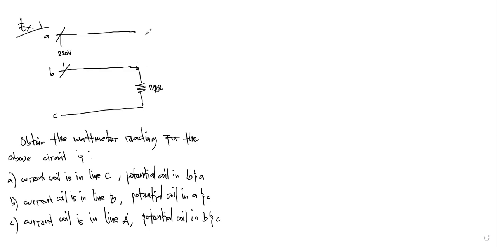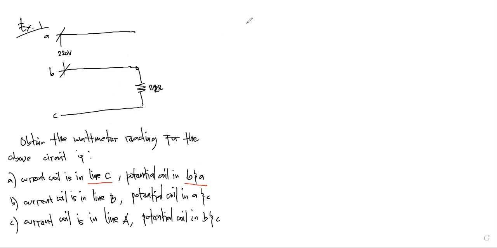So we are presented with three different scenarios as to the connection of the wattmeter. The first one is the wattmeter reading if the current coil is connected in line C and the potential coil is in B and A. Take note, B and A.